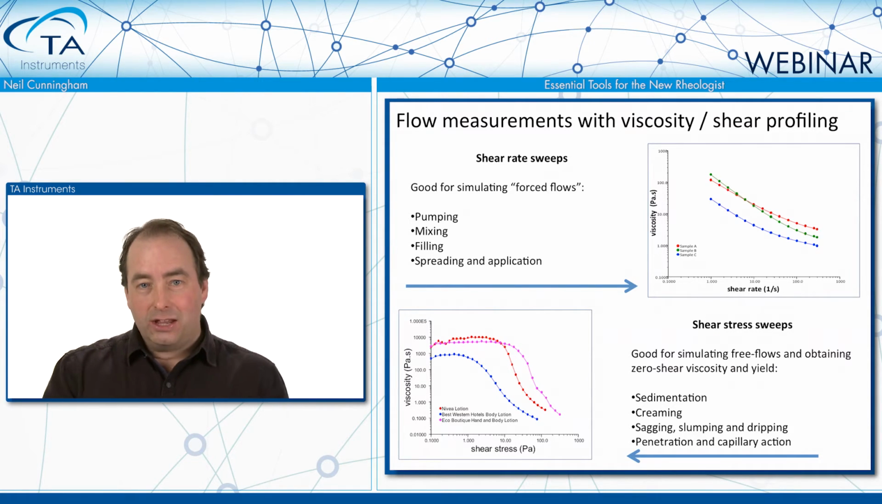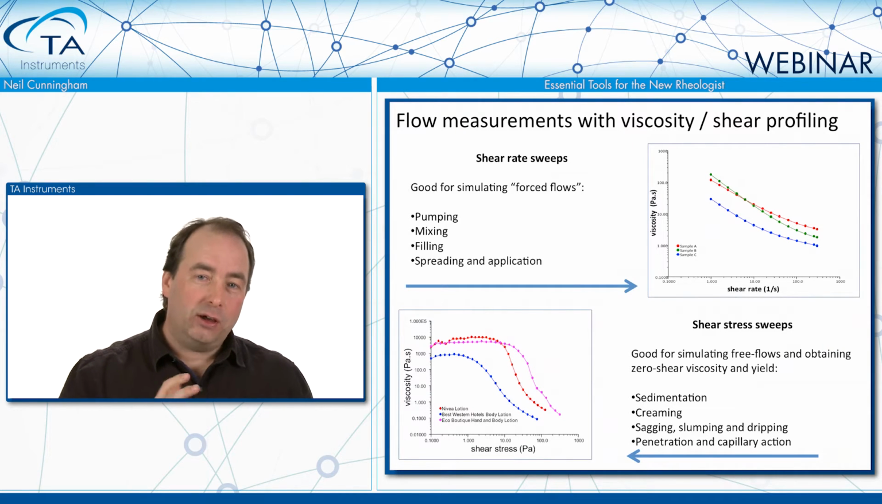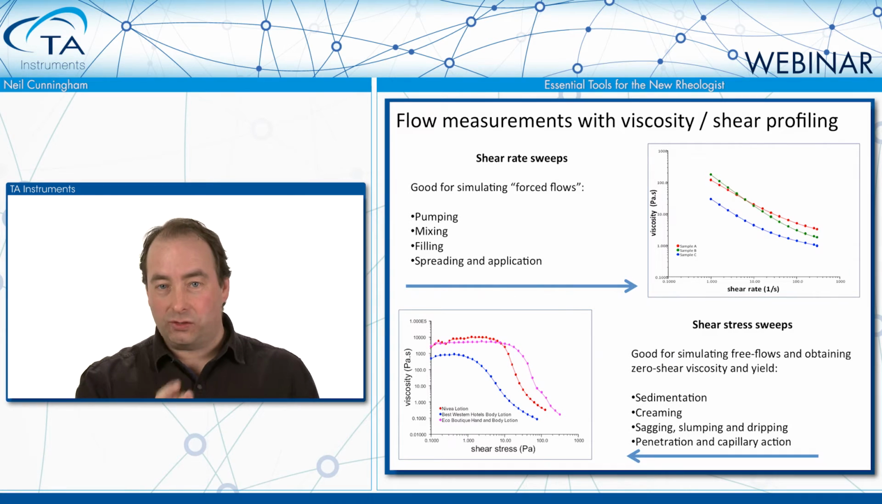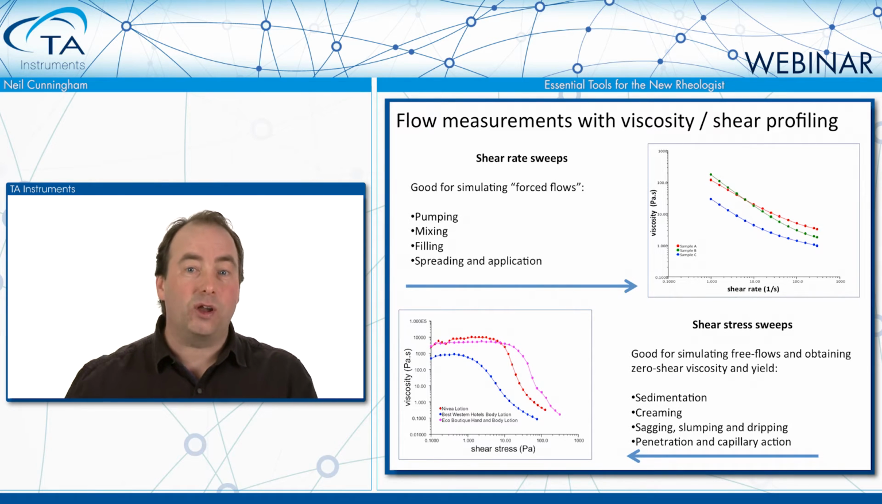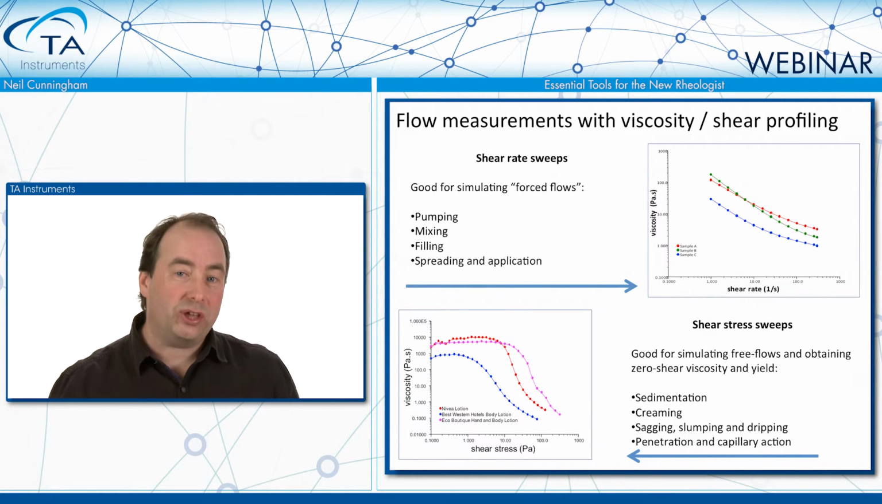Okay, so we've analyzed the structure, we've analyzed the flow behavior, but those transitions from soft solid structured material to a liquid-like flow behavior and back again, they don't happen instantaneously, but they take time to occur. And this is where thixotropy comes in.